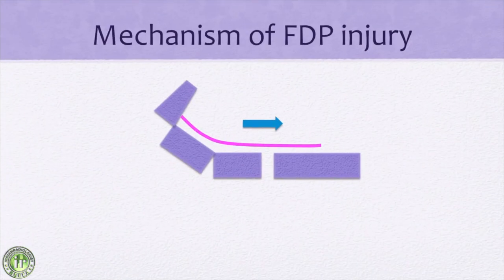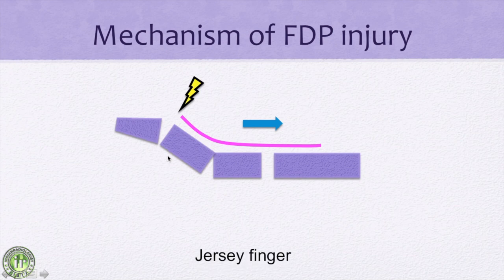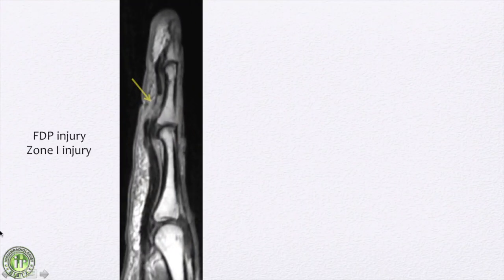Commonly the ring finger is involved because it is hypothesized that the ring finger is predominantly involved in any grasp. So the mechanism of FDP injury is where you can see that the finger is in flexion and a flexion force is exerted. Simultaneously, an opposing hyperextension force is exerted because the player is trying to get away. And when this force becomes more, the distal interphalangeal joint goes into extreme hyperextension and results in the FDP tear, which is also called jersey finger. Now, in the FDP injury, it is the zone 1 injury. Why? We will discuss it in the next few slides.